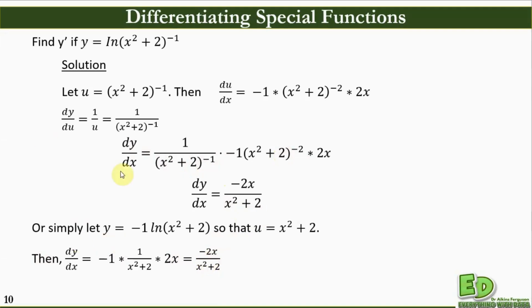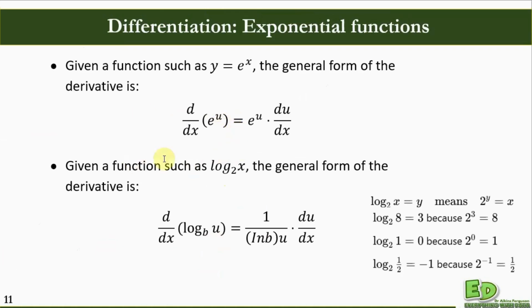Right, so let's look at the next one, which has to do with exponential functions. Given a function such as y is equal to e to the power u, the general form of the derivative is dy over dx being equal to e to the power u times du over dx. So the caveat here is that if you differentiate e to the power x, you are going to get e to the power x. So first of all, write the function as it is. Don't do anything to that function. Then you multiply it by the differential of that function.